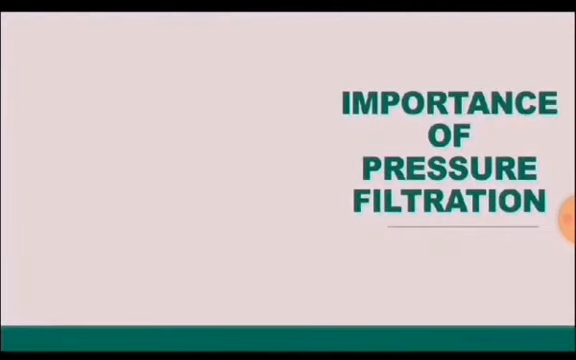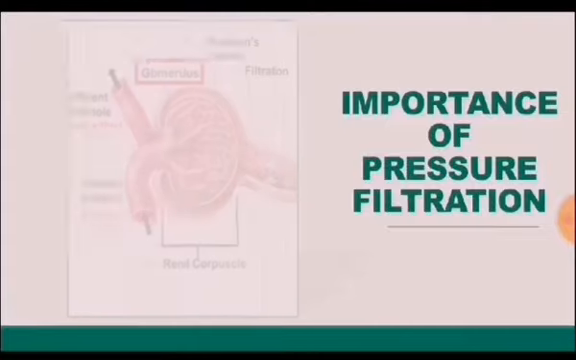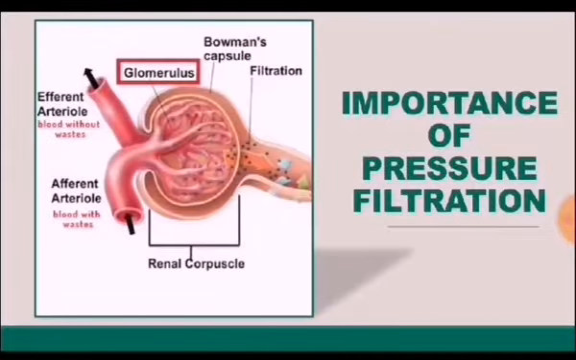Now the next question that should be in your mind is, what is the importance of pressure filtration? It is clear from this figure that when the blood enters glomerulus through afferent arteriole, it is oxygenated and it contains waste. But when it leaves glomerulus through efferent arteriole, it is still oxygenated, but it does not contain waste.